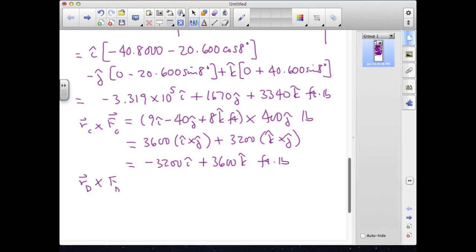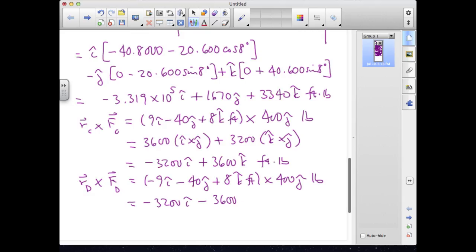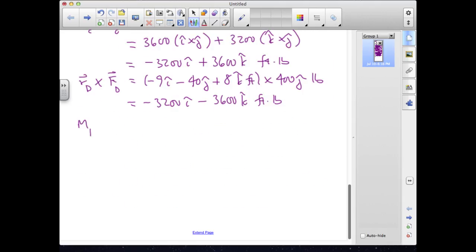The contribution from the other engine is nearly the same value. There's just a change in one sign. Our position vector now is minus 9I minus 40J plus 8K feet. And what we can see from that is that's just going to change the sign of the second term. This is going to end up being minus 3,200I minus 3,600K foot-pounds. So to get our resultant moment, we just add all these different contributions together, and the individual numbers end up looking like this.